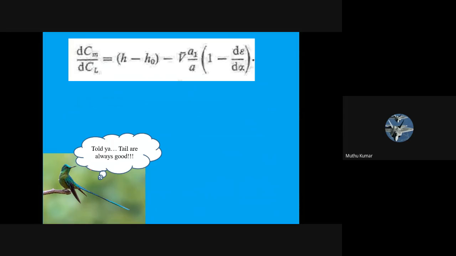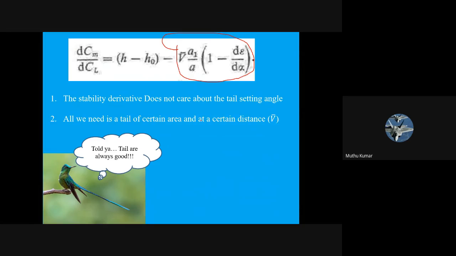So yes, as this guy says, tail is always good because you can look how long his tail is. Okay, even for my aircraft, tail is so good. It is so satisfactory. Okay, so all we need is to do kept at a certain distance.